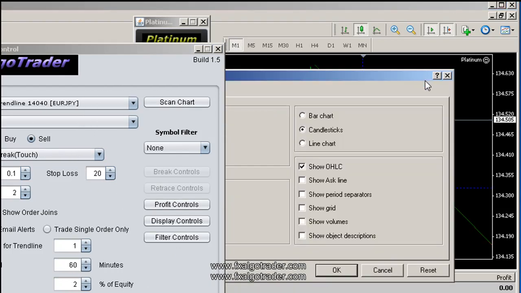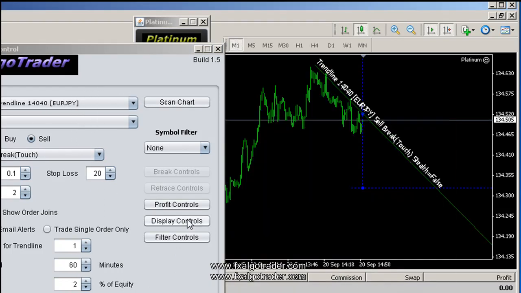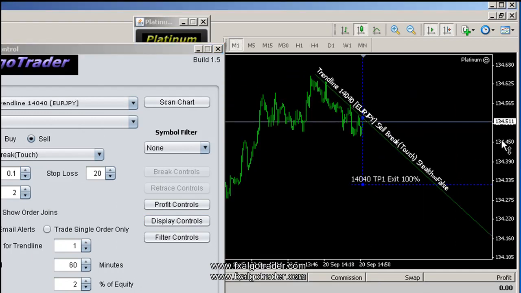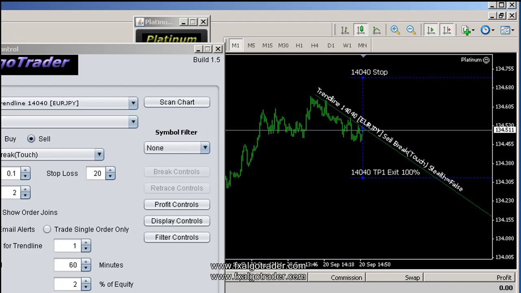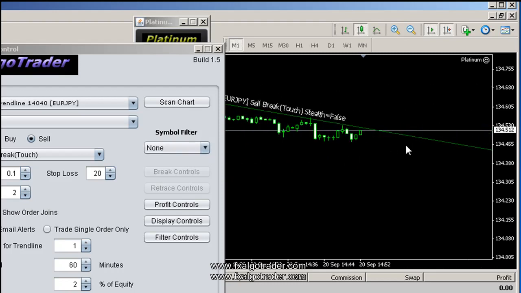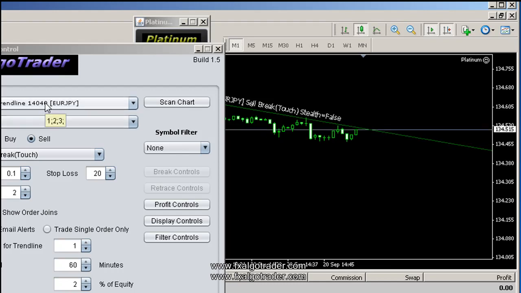Properties. Show object descriptions. Display controls. Remembers our settings from last time. There we go. Get rid of the grid now. Make it bigger. Right, I'm just going to force the trade now. So we've got a sell, break, touch. It should be a buy break, shouldn't it? So let's just change that to a buy break touch because we're looking for a break.